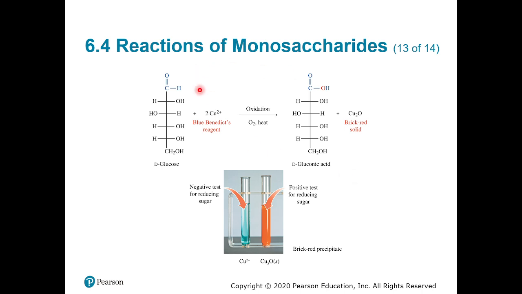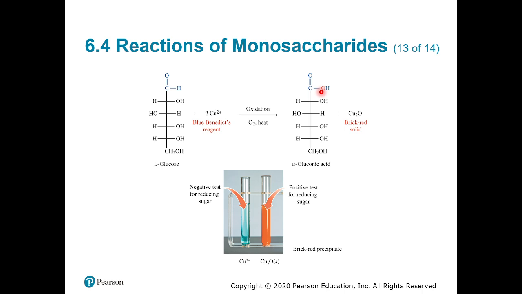And so this right here, again, is the blue Benedict's agent. We put this in with glucose here, and this is going to reduce the copper here, oxidize this group right here. Notice that gives you the carboxylic acid form, or carboxyl sugar. And that's going to give you the brick red solid. This is kind of what that looks like.